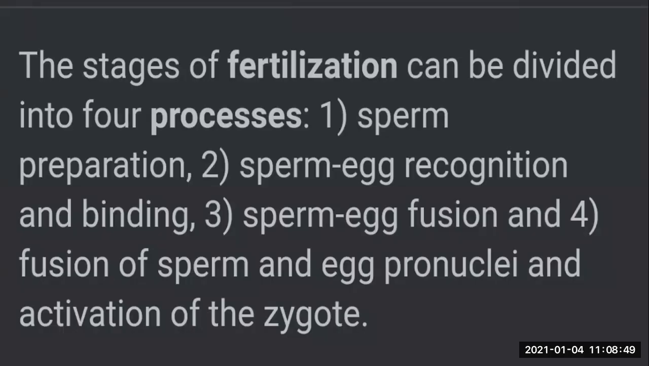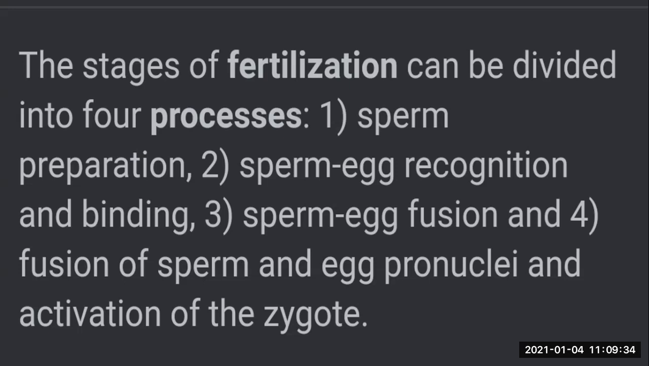The process of fertilization can be divided into four stages. First one, sperm preparation, that we have seen. Second one is sperm and egg recognition and binding. Just now we have seen how they bind. Third, the sperm and egg fusion, that is the penetration of the coverings. Then the fusion of the sperm and egg pronuclei, that is the actual genetic material which the sperm and the egg are carrying.